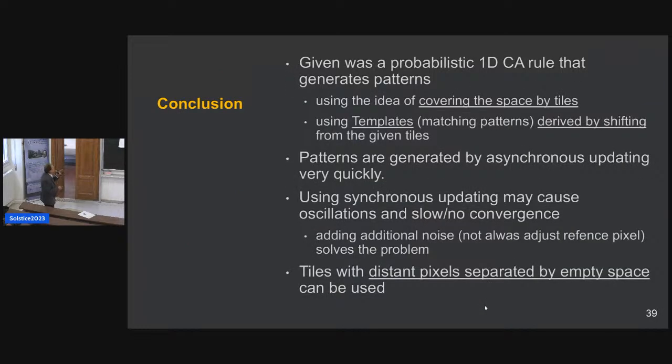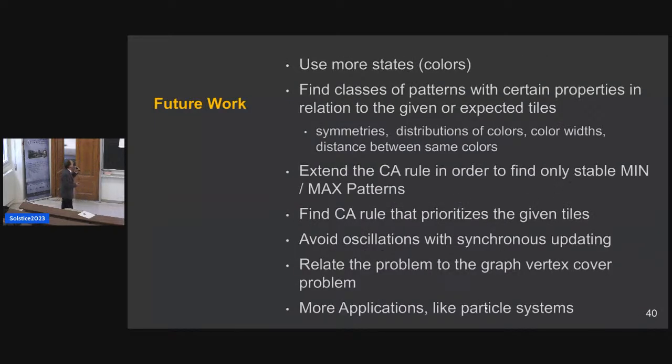So I come to the conclusion. We have used a probabilistic 1D rule to generate stable patterns, and the templates are derived by shifting. And in the asynchronous case, we very quickly arrive at stable patterns. In the synchronous case, it's more complicated. We have to inject additional noise. And we can also use distant pixels, which may be interesting for future work.